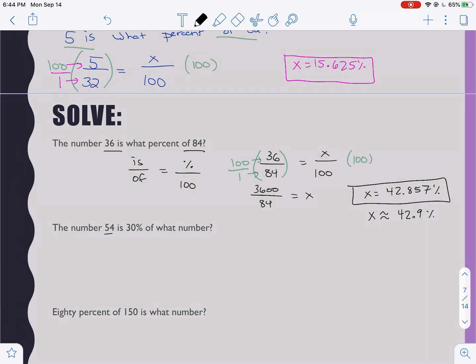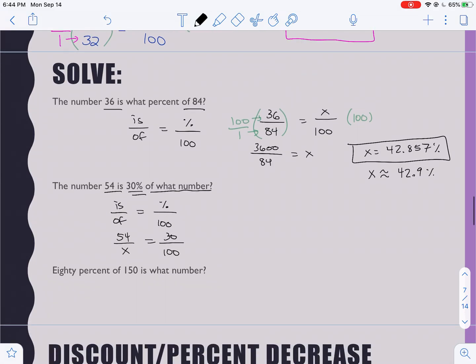The next one says the number 54 is 30% of what number? So this time we're missing the of. So is over of equals the percent over 100. So 54 is, and then the percent, we have 30%, so 30 over 100, so we're missing the of. Now this time, since the x is in the denominator, the best way to do this is probably to use the cross multiplication method. So multiply across, and x times 30 is 30x is going to equal 54 times 100 is 5,400. And then to solve, you could divide both sides by 30.